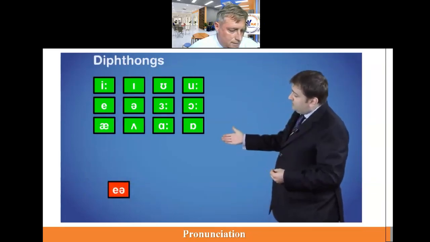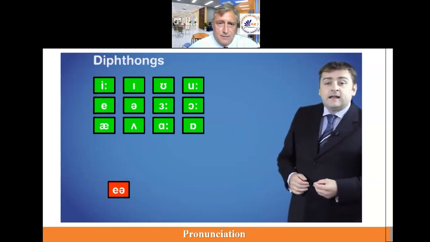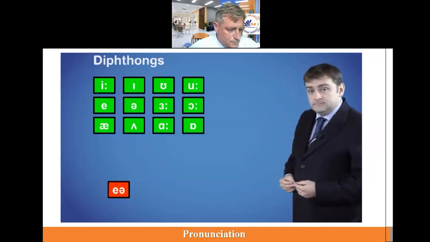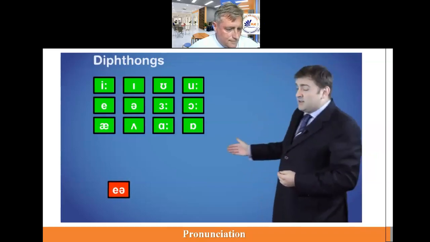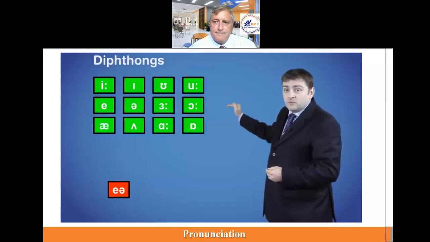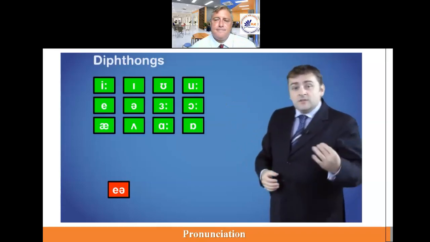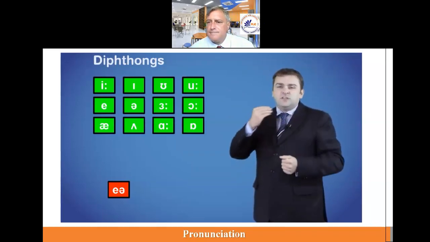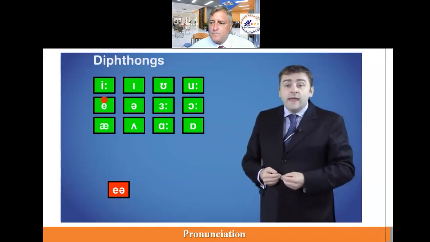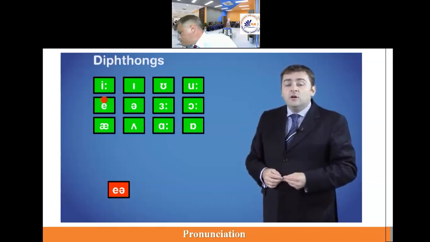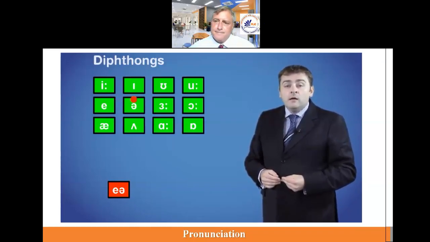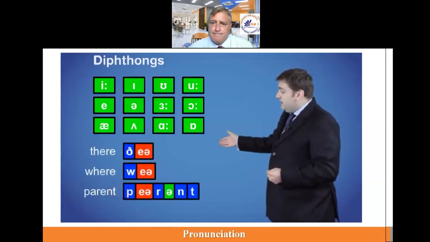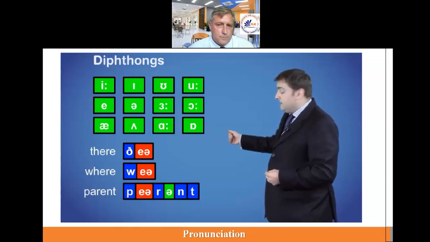Now we have a combination of e and a. Air. This time both the vowels are on the same row, so the mouth doesn't open or close. The main difference is the shape of our lips and the origin of our sound in our throat, starting on the e and finishing on the u. Air. As in the words there, where, and parent.